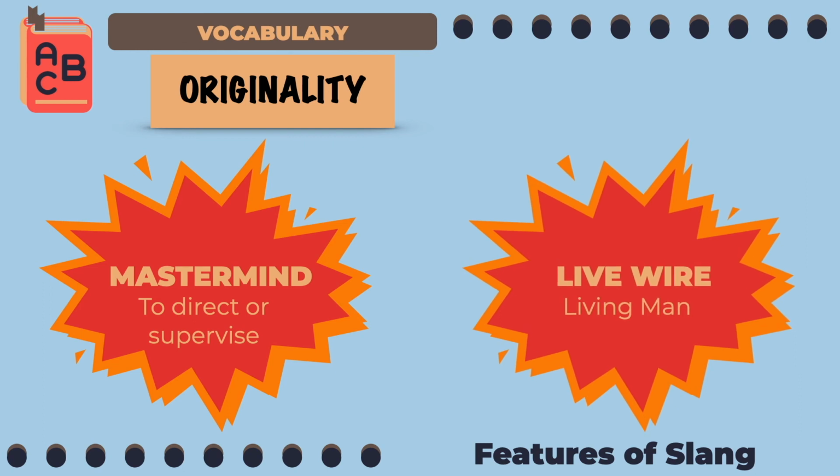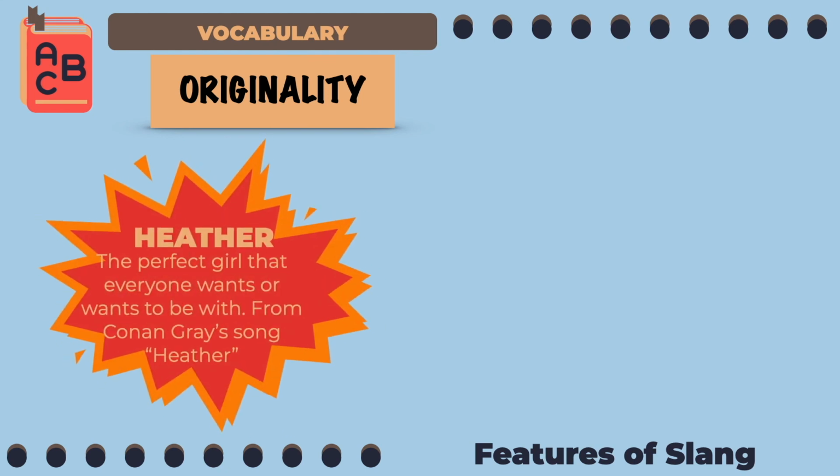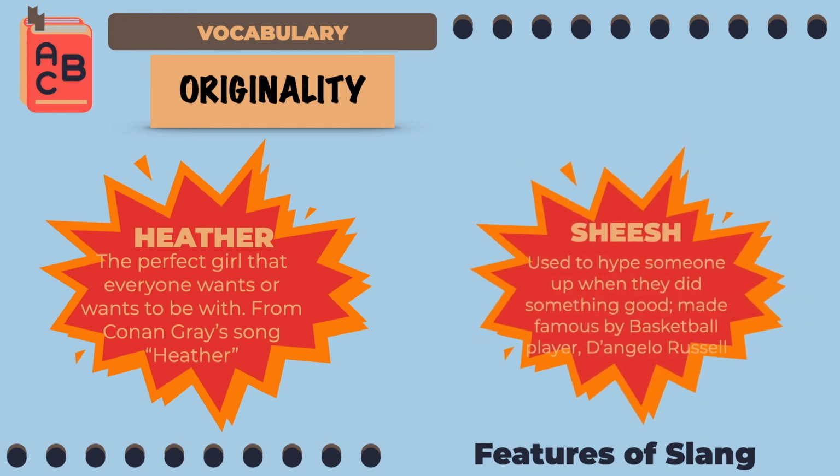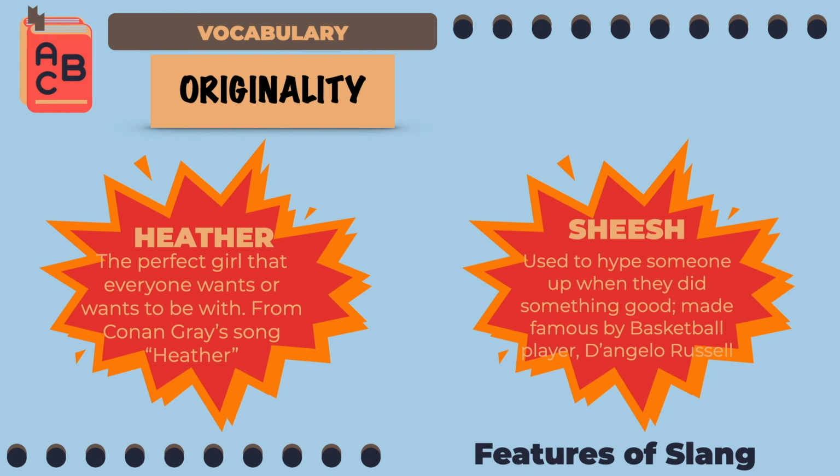For Gen Z slangs, we have heather. This is referred to the perfect girl that everyone wants or wants to be with. It is taken from Conan Gray's song Heather. Sheesh. This is used to hype someone up when they did something good, made famous by basketball player D'Angelo Russell.